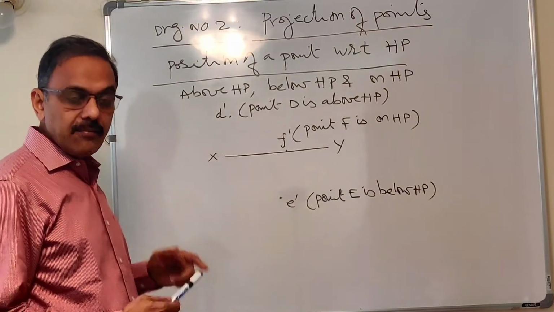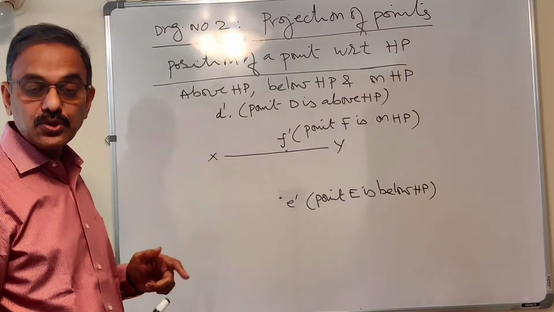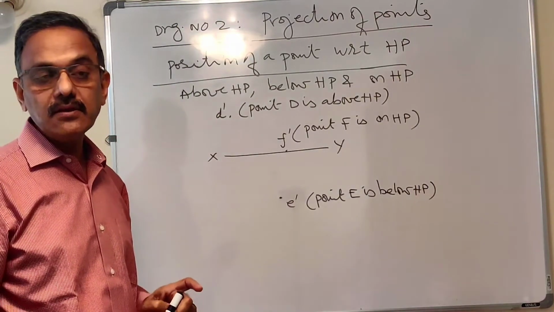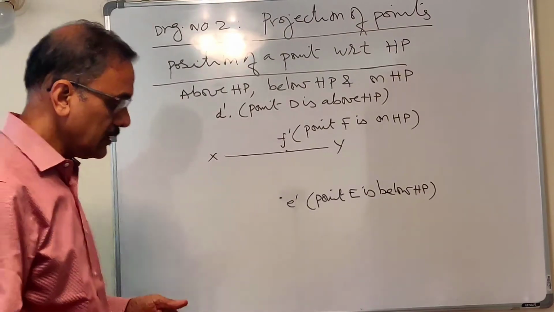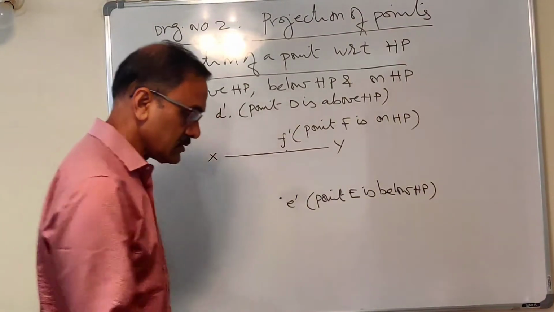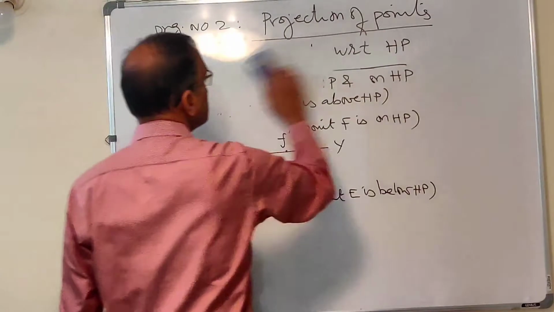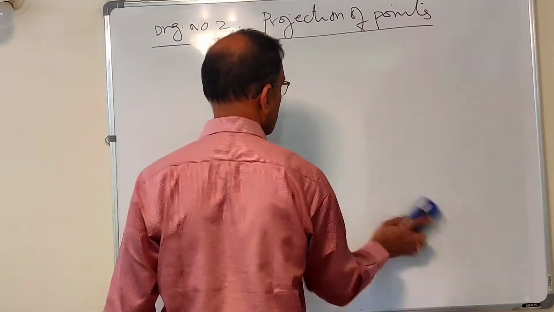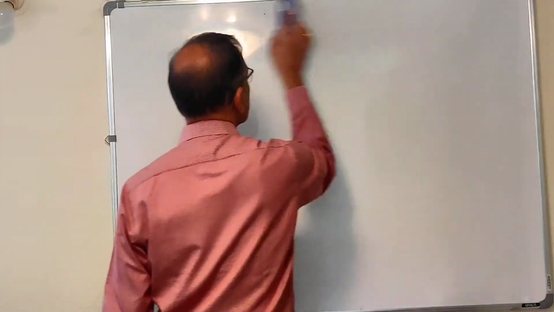Now, let us simultaneously see the position of a point with reference to both VP and HP. Let us position the point with reference to both VP and HP, and let us see how to draw the projections. Please follow carefully. This is very important in projection of points. Once you understand this concept, then the projection of points is done.